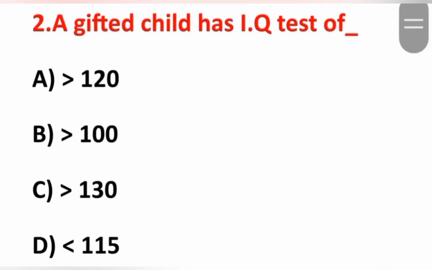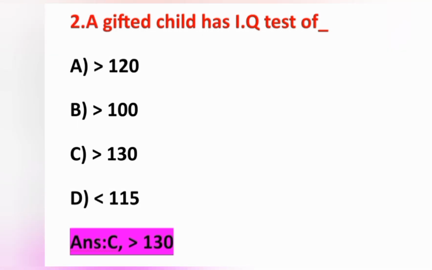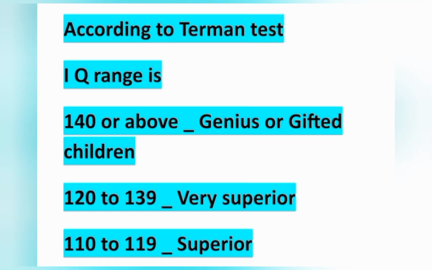Second question, a gifted child has IQ test of, and the options are option A greater than 120, option B greater than 100, option C greater than 130, and option D less than 115. Here our question is the IQ range of a gifted child. Correct answer is option C, greater than 130. We will see the IQ ranges.